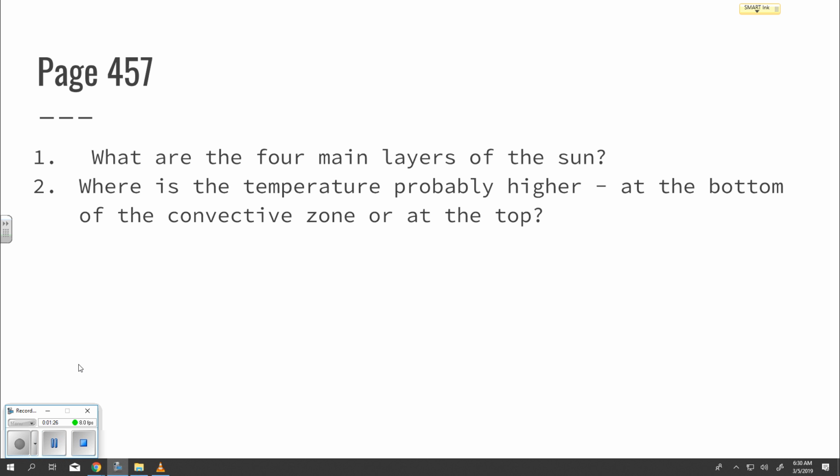What are the four main layers of the Sun? Answer: core, radiative zone, convective zone, atmosphere.